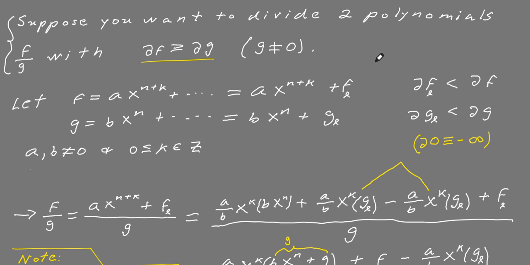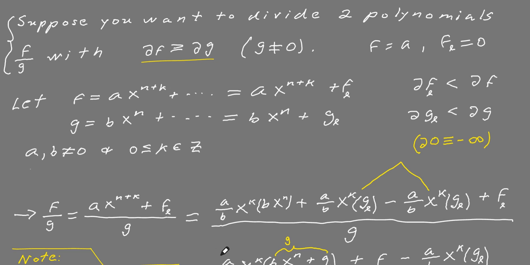And this inequality will still hold even if one of the polynomials were just equal to a constant. For example, if f were just equal to a, so that f sub l were equal to 0. And that's because I'm using the convention that the degree of 0 is equal to minus infinity.